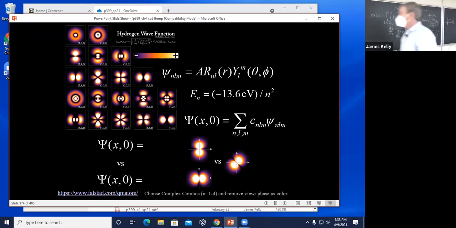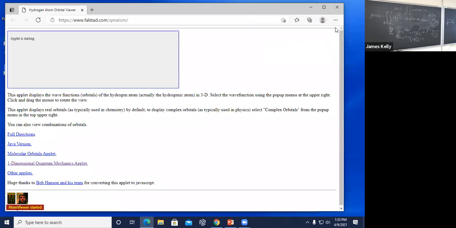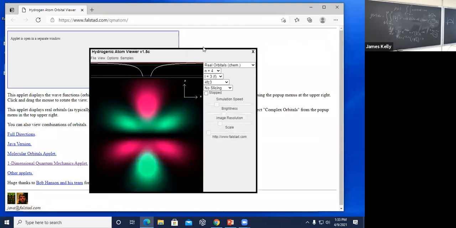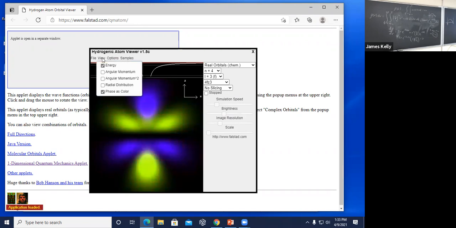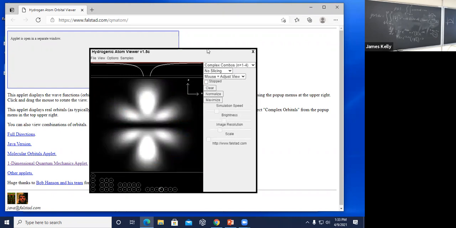And I wanted to show you a simulation. I guess I spent longer than I thought I was going to today doing this. Here's my favorite website. This is showing quantum mechanical wave functions. Let me switch to the form I want.